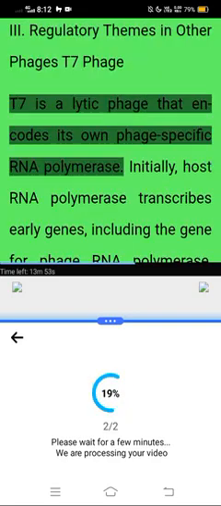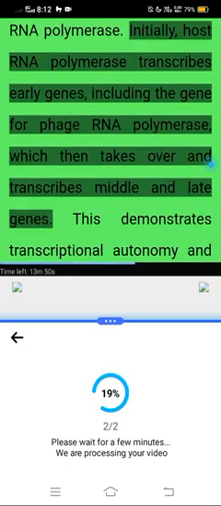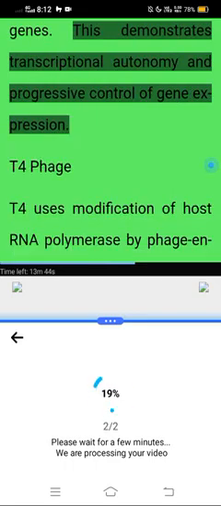T7 phage. T7 is a lytic phage that encodes its own phage-specific RNA polymerase. Initially, host RNA polymerase transcribes early genes, including the gene for phage RNA polymerase, which then takes over and transcribes middle and late genes. This demonstrates transcriptional autonomy and progressive control of gene expression.